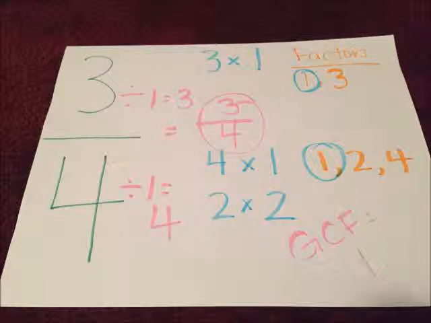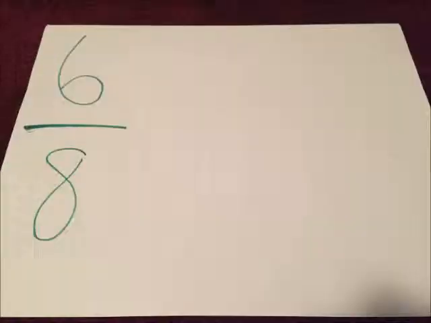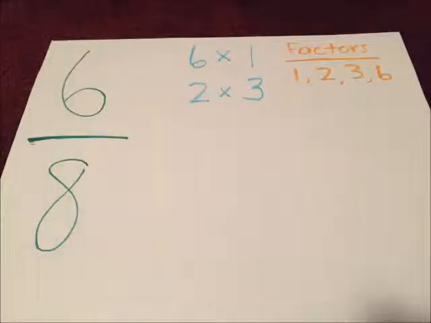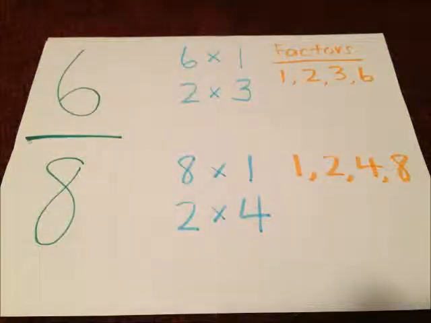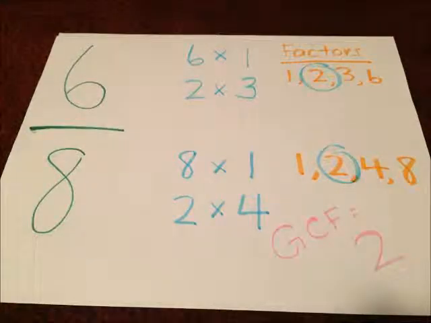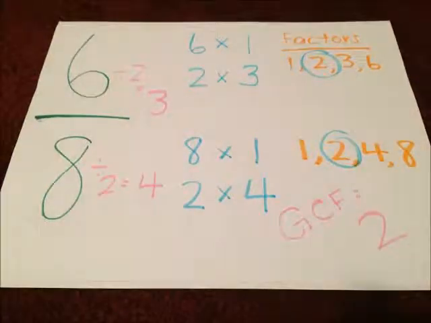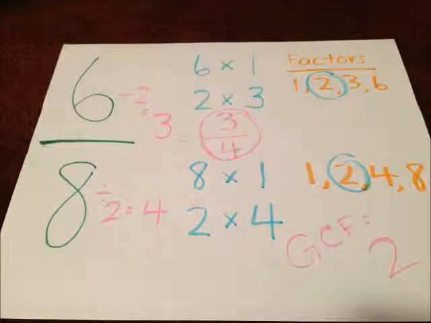Let's do one more for practice. 6/8. List out the factors of 6. 1 times 6, 2 times 3. List out the factors of 8. 1 times 8, 4 times 2. Choose the biggest, which is 2, and divide. 6 divided by 2 equals 3, and 8 divided by 2 equals 4, leaving you with 3/4.